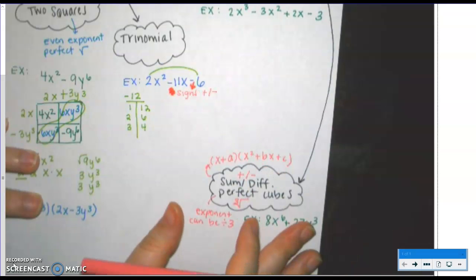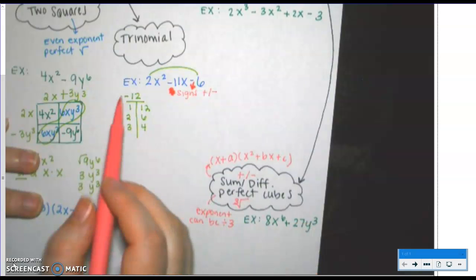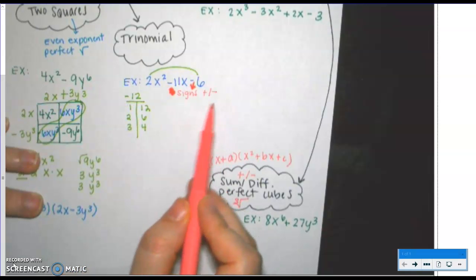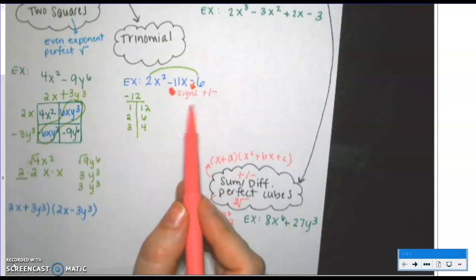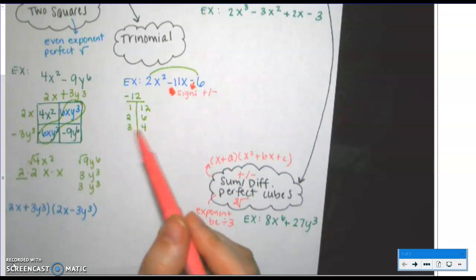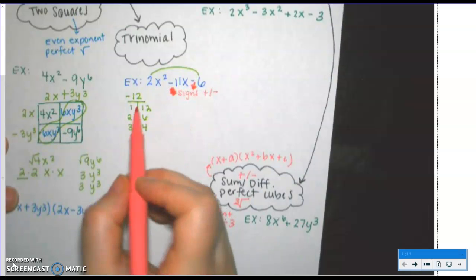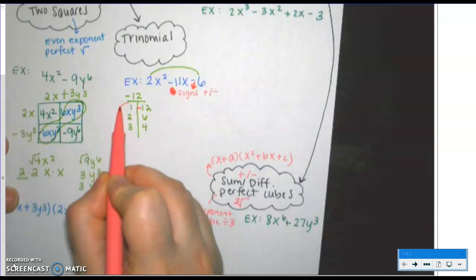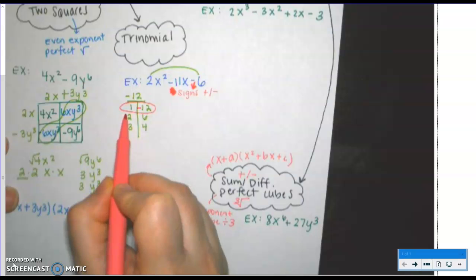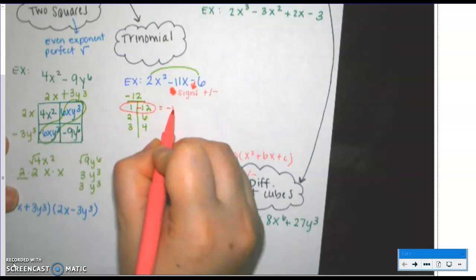If that last sign is negative, the only way to multiply and get a negative number is if one of them is positive and one of them is negative. The signs have to be different. So I'm looking for basically a subtraction. Which pair, when I subtract, will give me negative 11? So I know if I do 1 minus 12, it multiplies to negative 12 because the signs are different. And if I combine those, I get negative 11.